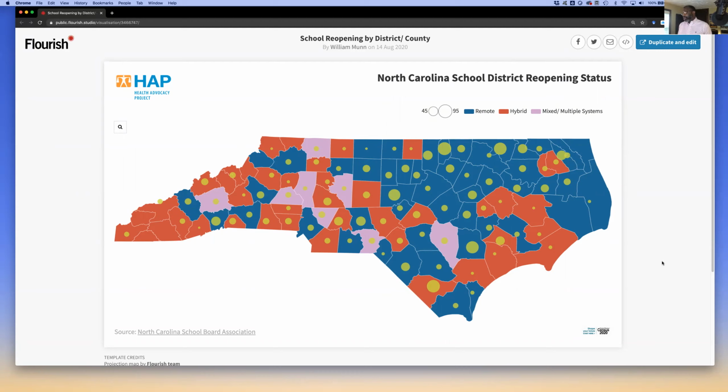I mean, this is representing data or quantitative analysis. Being able to take this data here and visualize it in a way that folks can get an idea. The variation we see here in blue and red is a categorical variable: whether they opened hybrid or remote, or are a mixed system where they have more than one system and both decided to go separate ways, which makes me question effectiveness in terms of virus mitigation, but I digress.